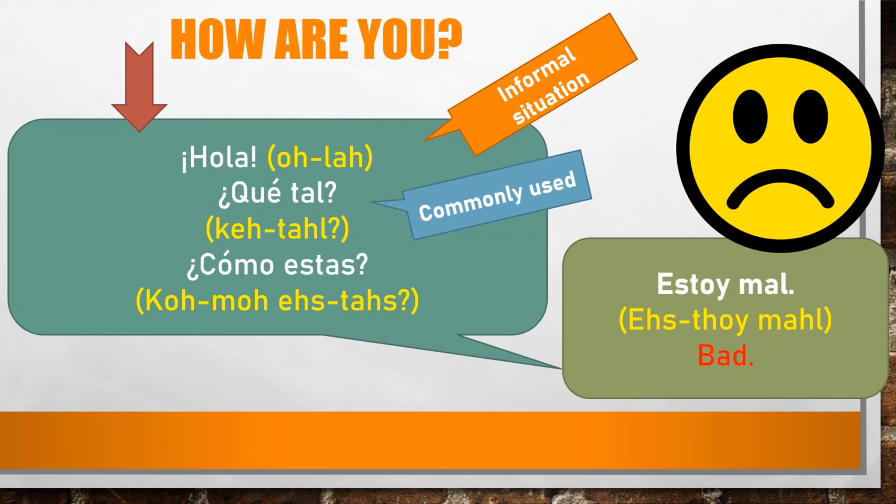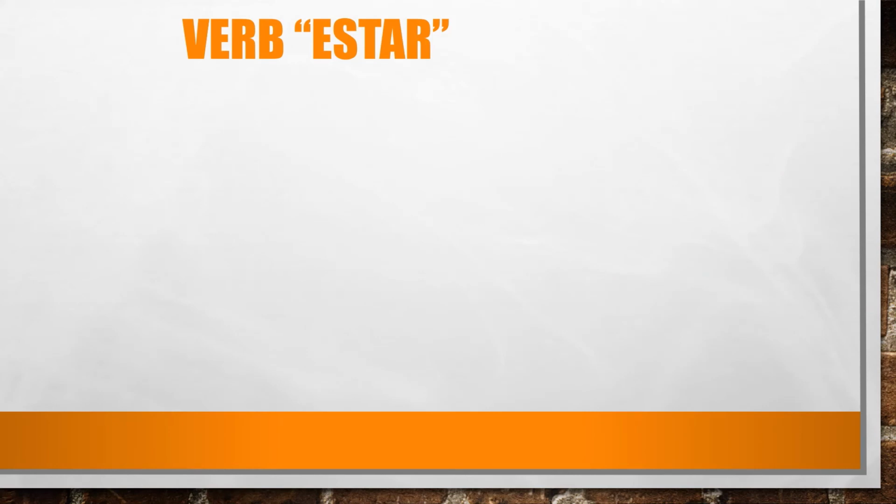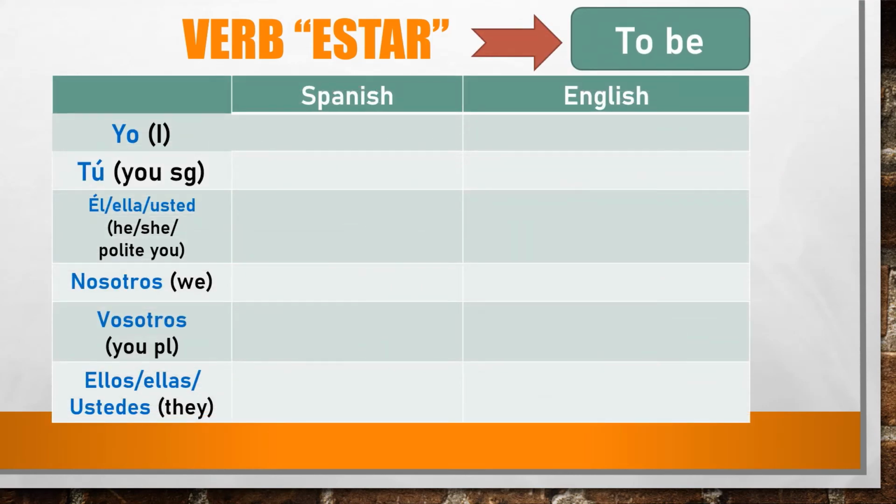Have you noticed that the verb that we are using is estoy, which is verb estar, and we're going to have a look now how to conjugate the verb estar so that you'll be able to use it in any situation. So verb estar means in English to be. Just like English verb to be, verb estar has different forms for different person, and we're going to have a look at this conjugation table.